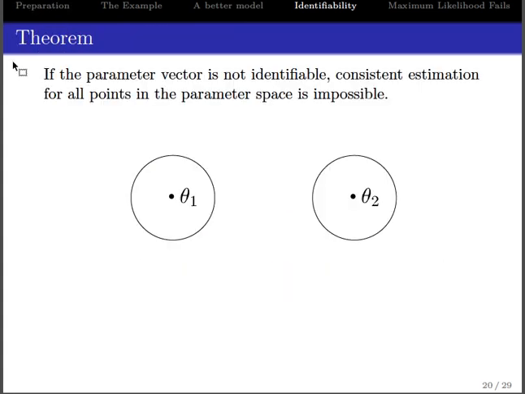Here's a big theorem about identifiability, which is that if the parameter vector is not identifiable, then consistent estimation for all points in the parameter space is not possible. I am getting ahead of myself just a little bit.